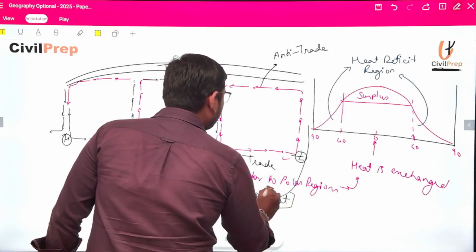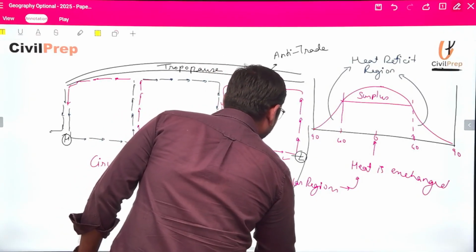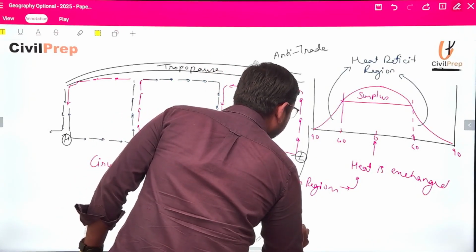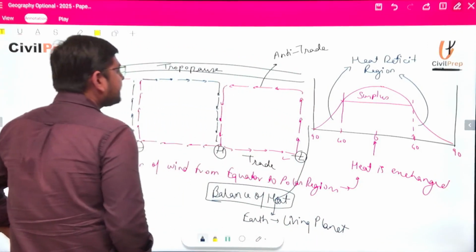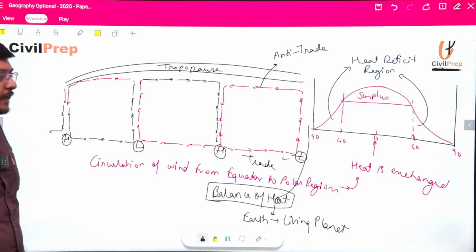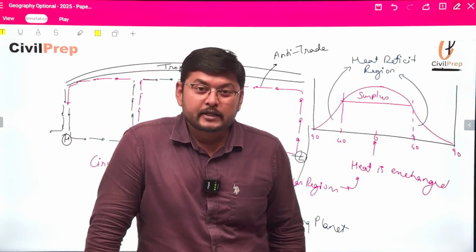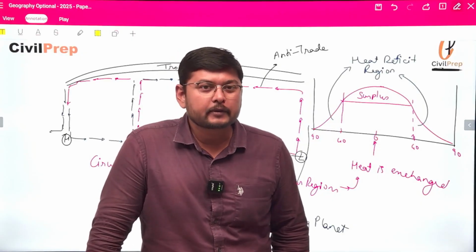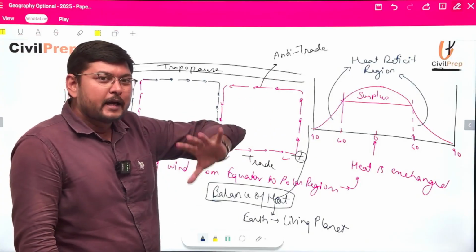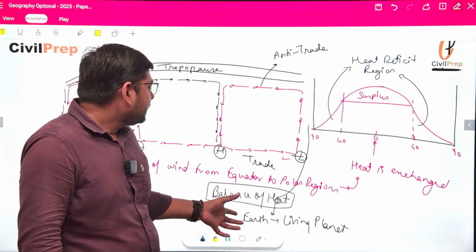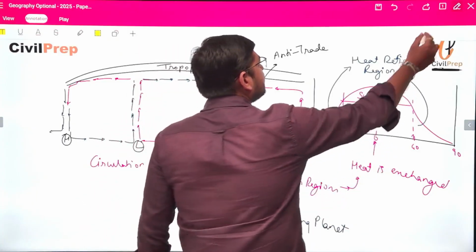Heat is being balanced over the earth, and this is making the earth a living planet. So in this way, through this diagram, we are able to explain how the heat exchange between the two extreme regions is taking place, and it is resulting in the development of a balanced heat region where the Earth is becoming a living planet. Okay, so in this way, we can explain this answer.